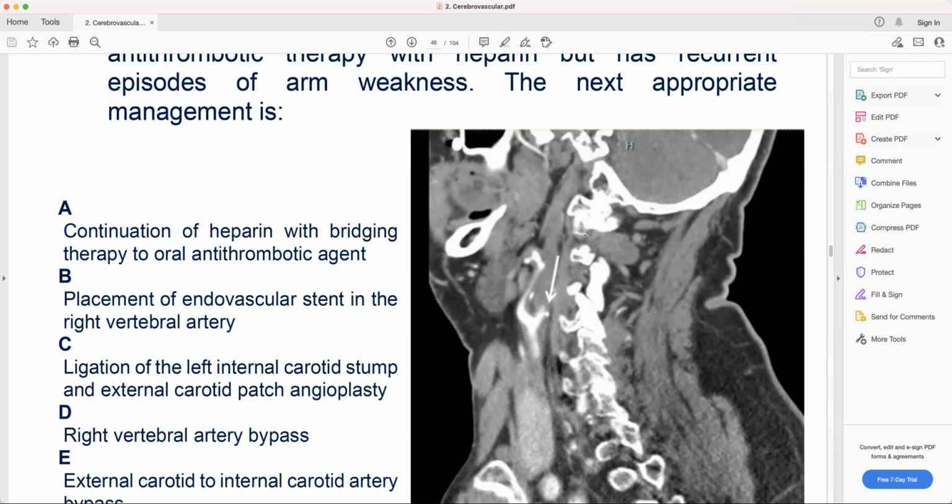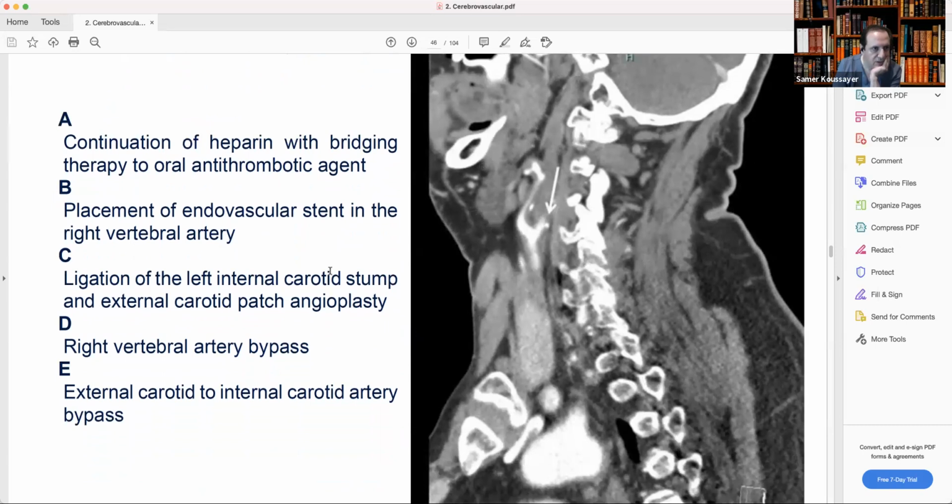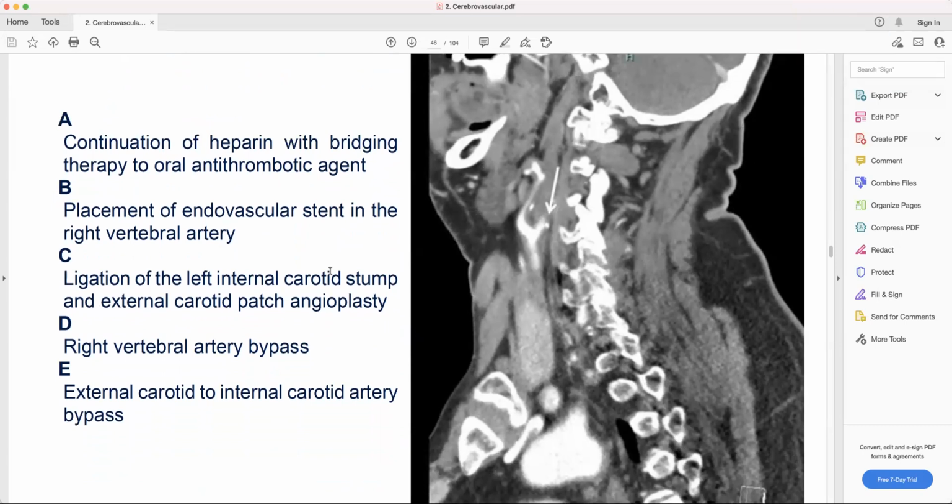All right, let's go through the question now. Go ahead. A, continuation of heparin with bridging therapy to an oral antithrombotic agent.